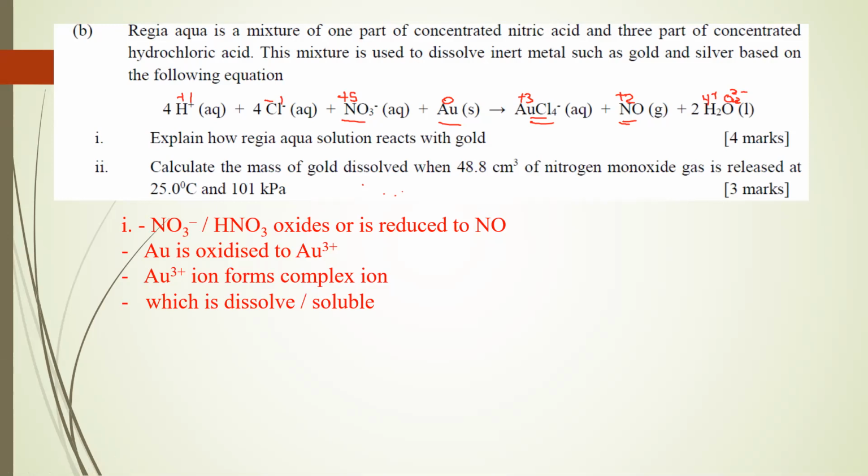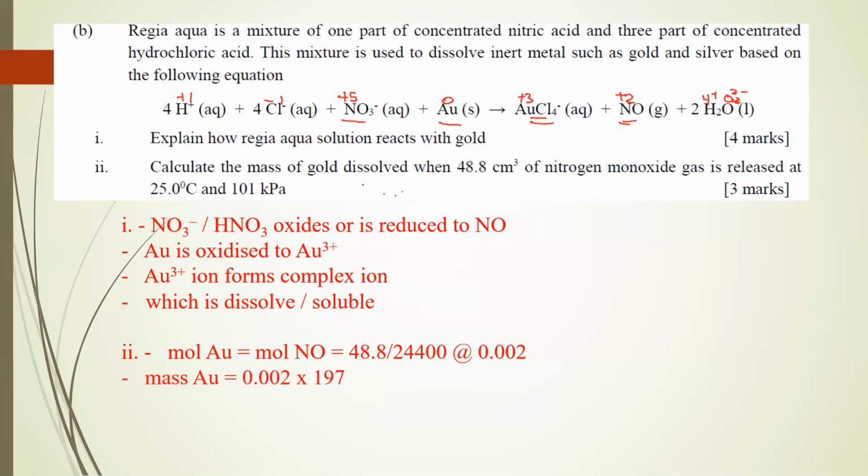Okay, then we go for number 2. Calculate the mass of gold dissolved when 48.8 cm³ of nitrogen monoxide is released at 25 degrees Celsius, 101 kilopascal. So you calculate the mole of gold, which equals the mole of nitrogen monoxide. So it's 48.8 cm³ divided by 24,000 400. You get 0.02. The mole ratio is stoichiometrically 1:1. So the mass of the gold is 0.02 multiplied by 197, you get 0.394. That is how we calculate the mass of the gold here.